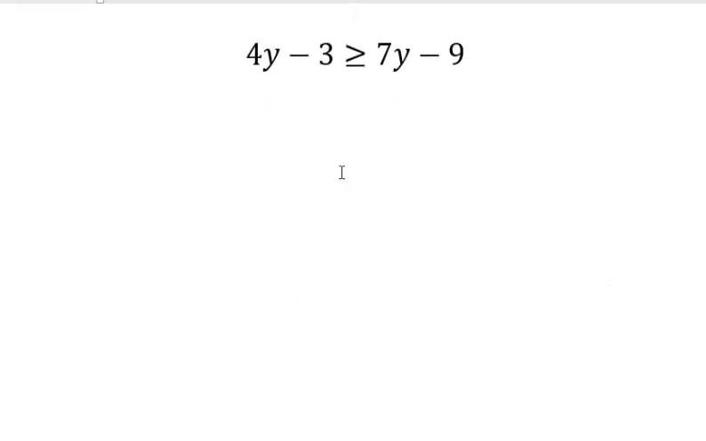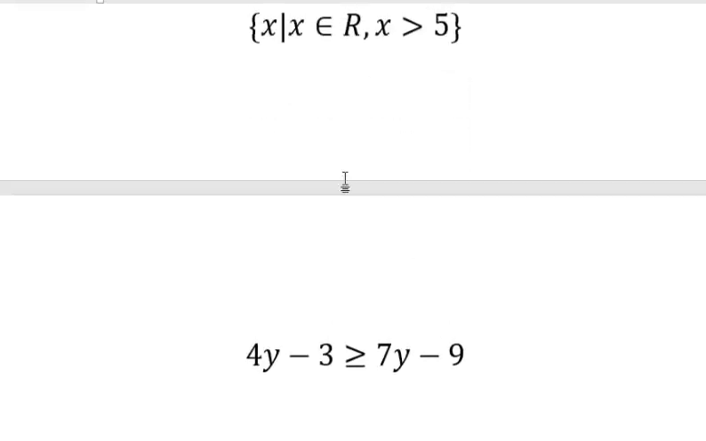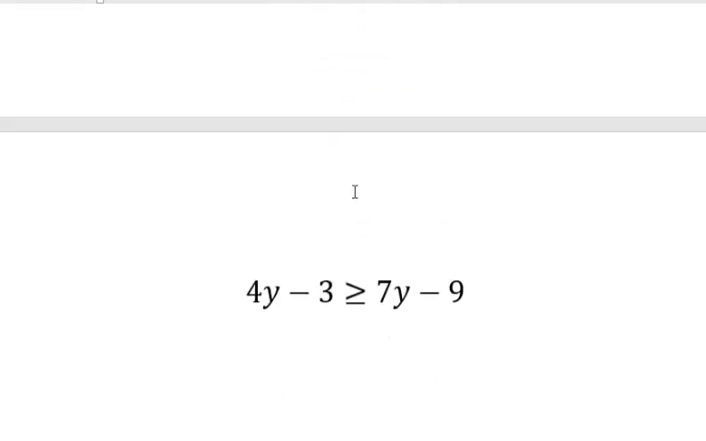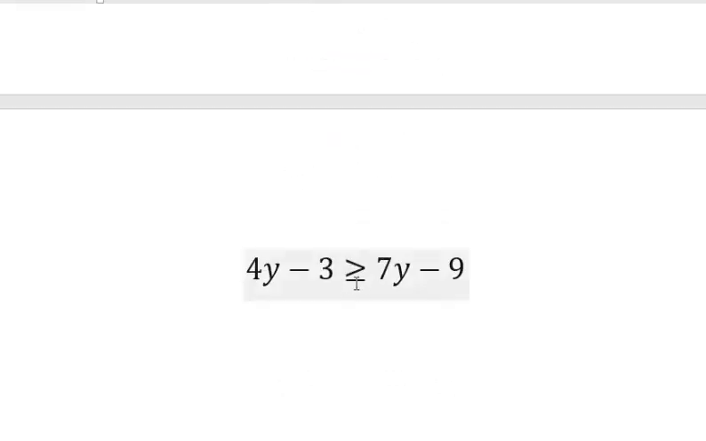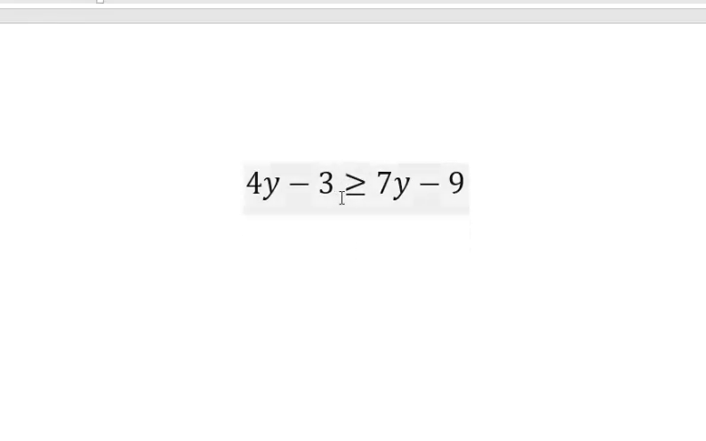I have the exercise that says 4y minus 3 is greater than or equal to 7y minus 9. And yes, you read this as greater than or equal to, because there's a mark under the greater than symbol. It's not like in the previous one, where you just had the symbol called greater than. You have greater than, but also a line under the symbol that looks like an equal sign, so we call it greater than or equal to.